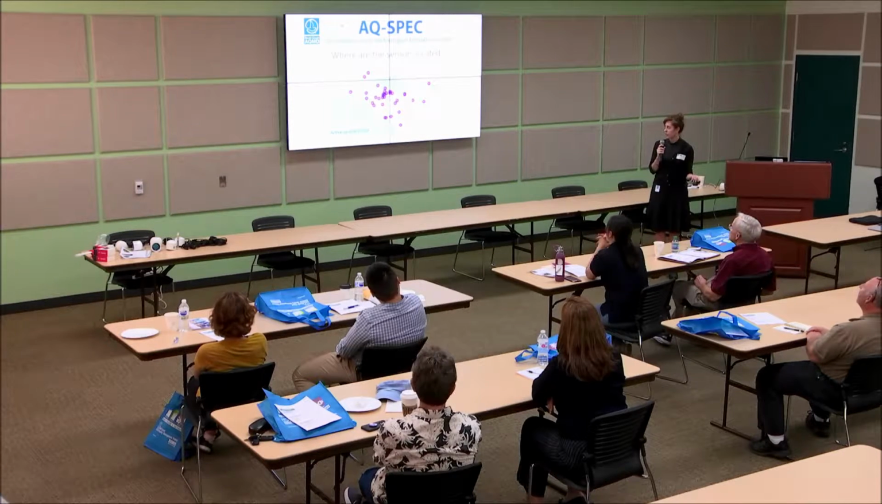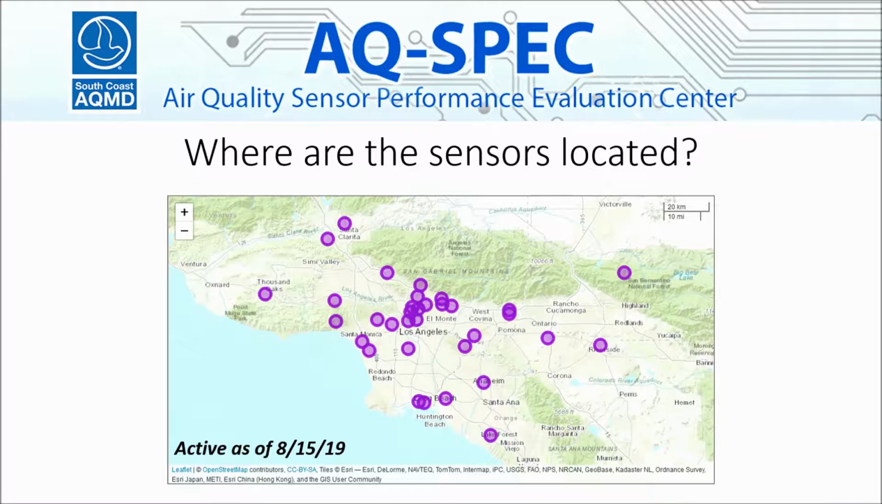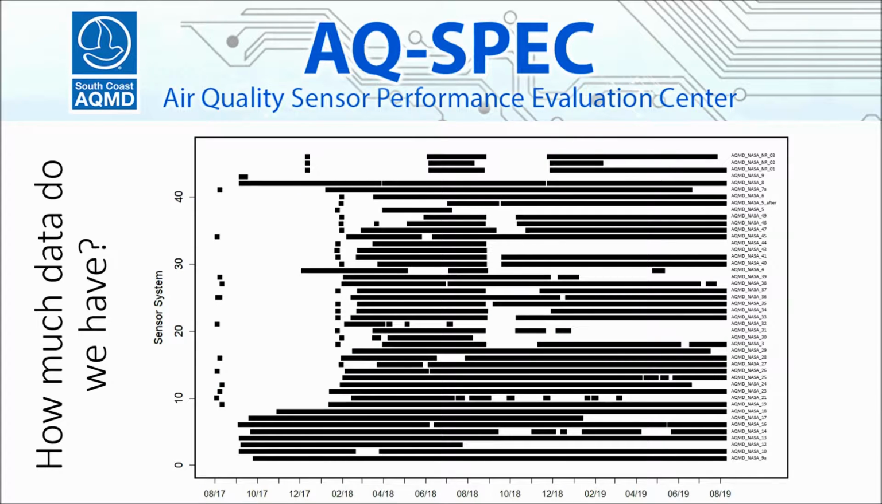So first off, where are the sensors? This is a quick snapshot of most of the network sensors that were active as of last week. You can see there's a pretty wide spread with a pretty high concentration in central LA.